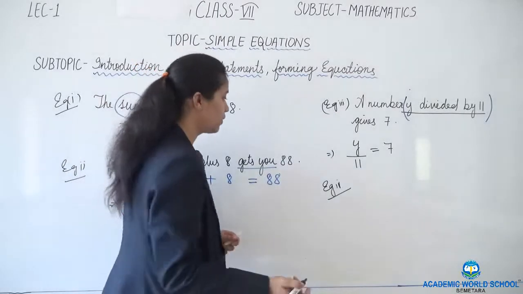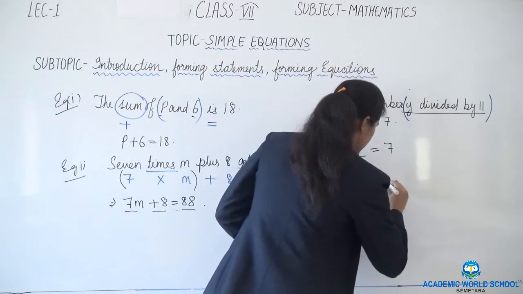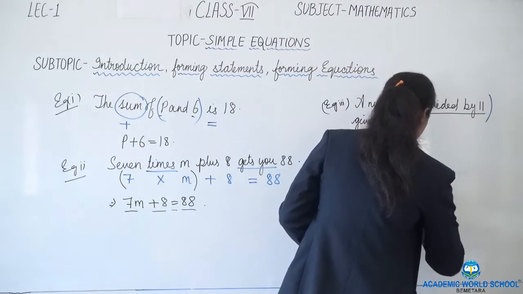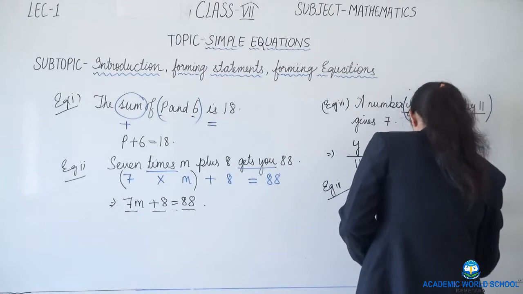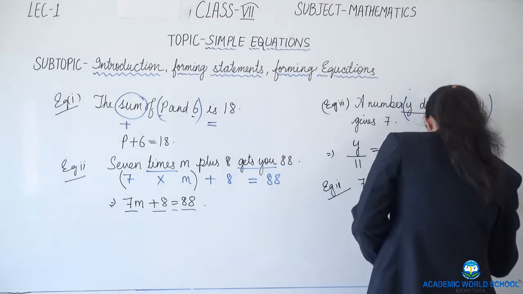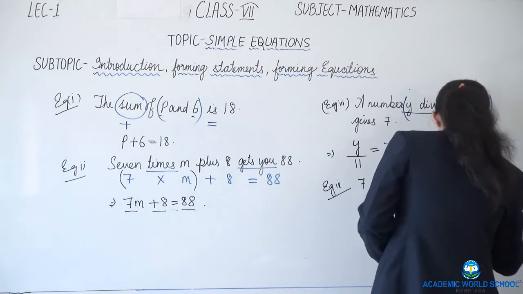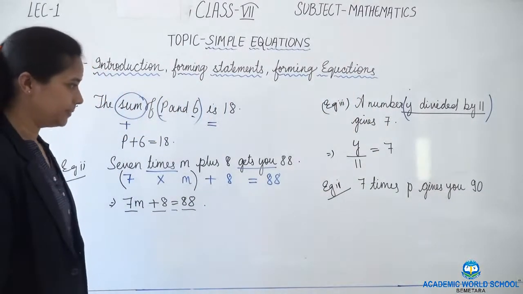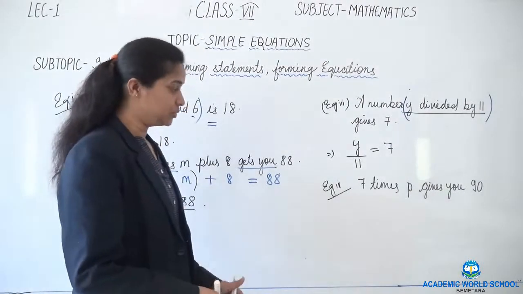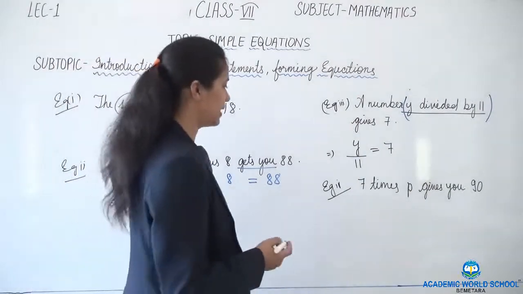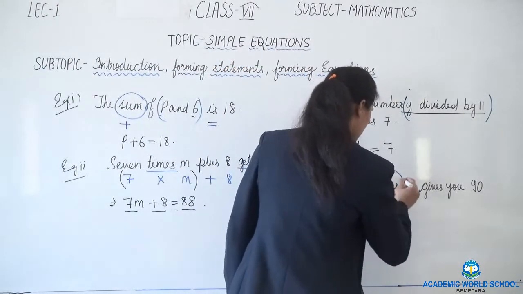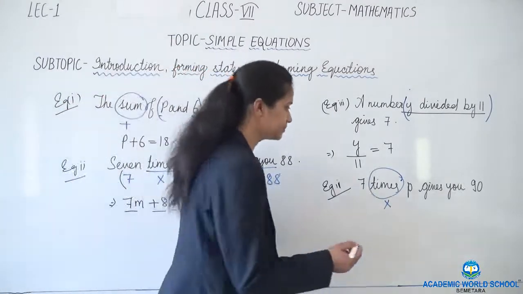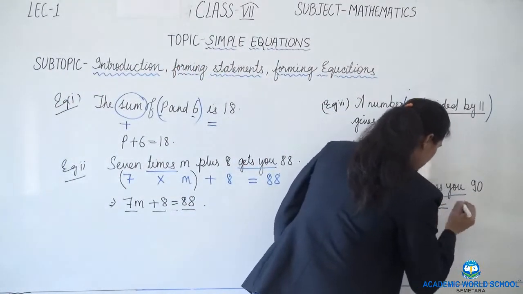Now, 7 times p gives you 90. Now, as I told you, times means multiply. Gives you means equal to.